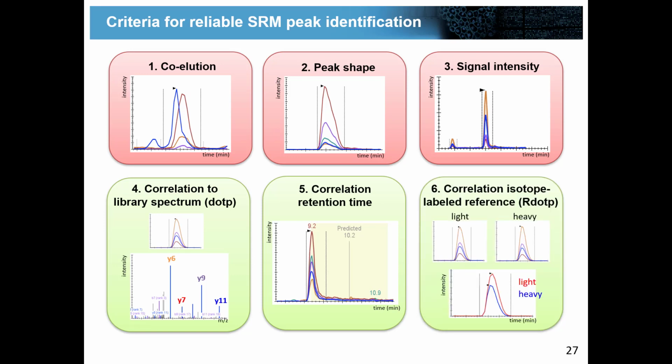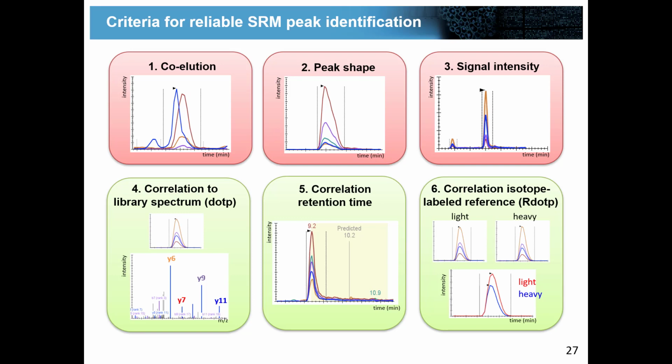And the last criterion you can use in SRM is if you have heavy labeled reference peptides, protein standards spiked in, and if you measure light and heavy chromatograms, you can check whether these light and heavy are co-eluting, have the same relative intensities, and there is also a dot P that Skyline calculates for you between light and heavy peaks. It's not dot P, it's R dot P, and this will also be between 0 and 1. 1 means that the relative intensities of the light peak and the heavy peak are perfectly matching.